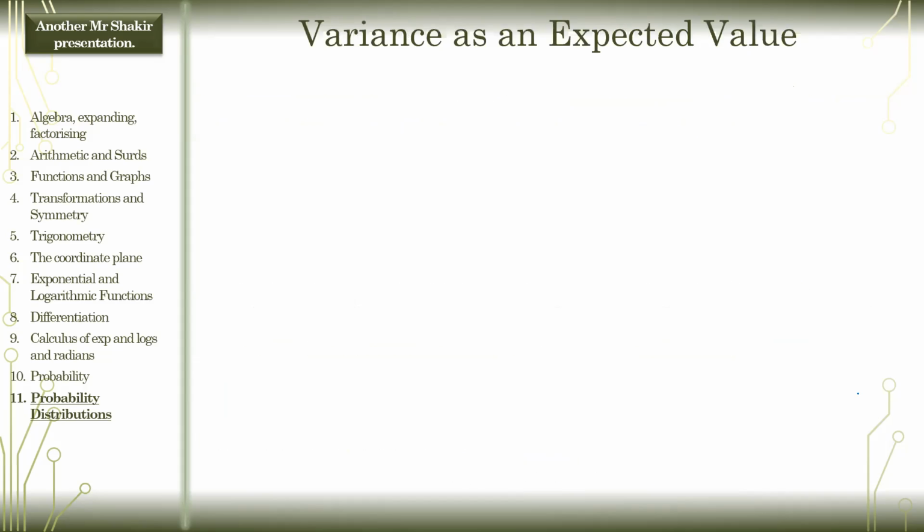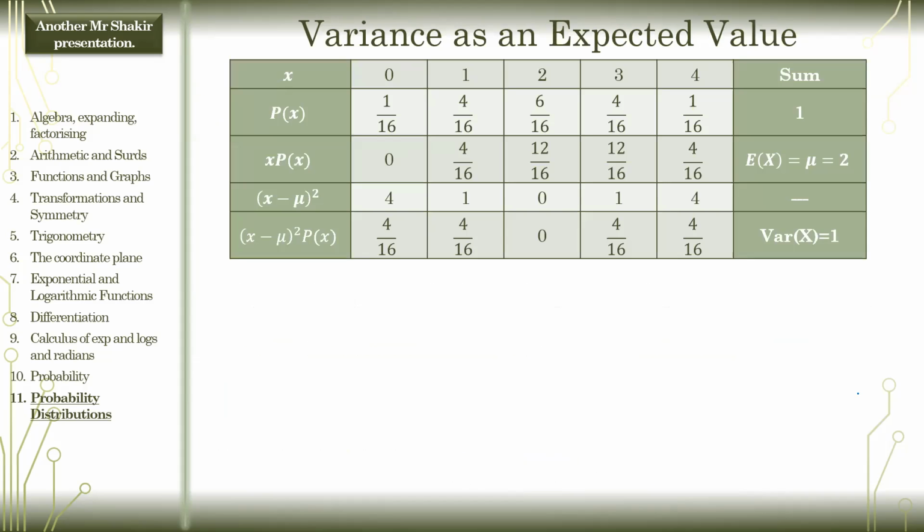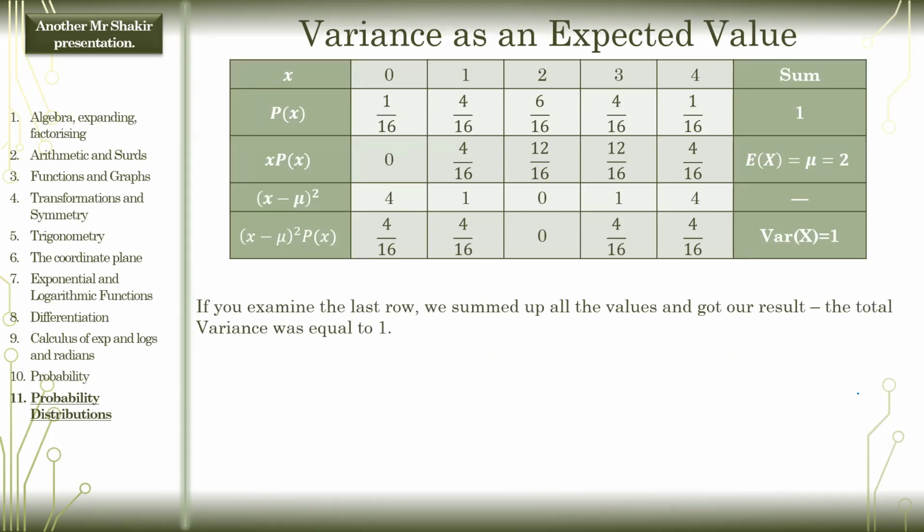Moving on. Variance as an expected value. If you examine the last row, we summed up all the values and got our result. The total variance was equal to 1. Now the way to think of this is that the variance is just the expected value of x minus mu, squared.